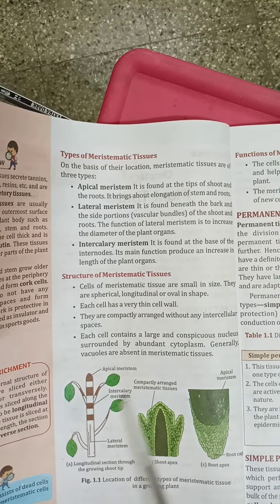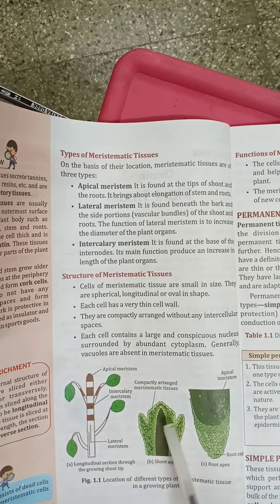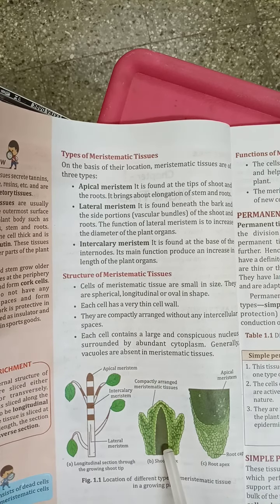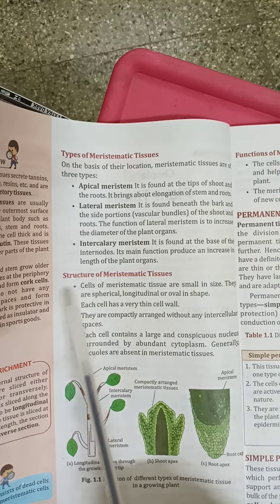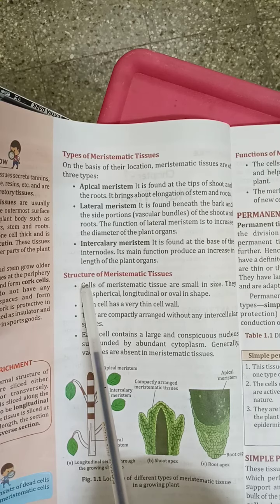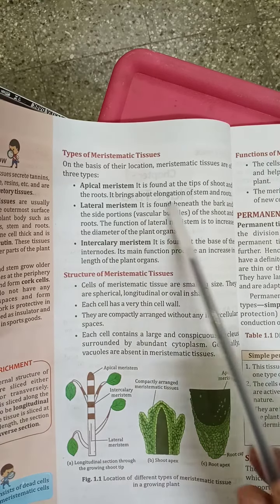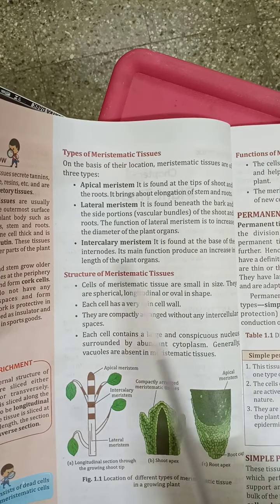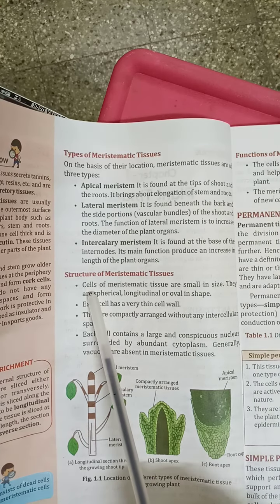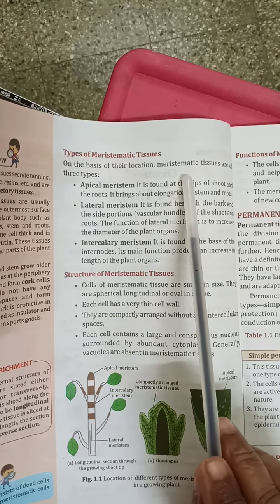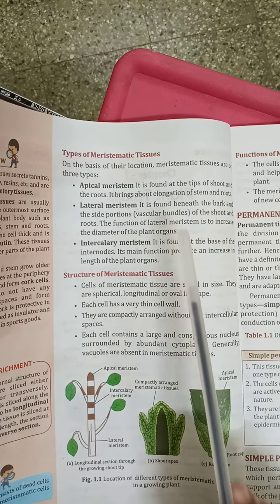This is a beautiful diagram showing the apical meristem, how it is compactly arranged and what the structures are. I would like you to write down in your biology notebook: when you start, give the heading Chapter 1, and then start writing. Plant Tissue is the topic itself. Then start writing first the types of meristematic tissues, that is the first part in your biology notebook.